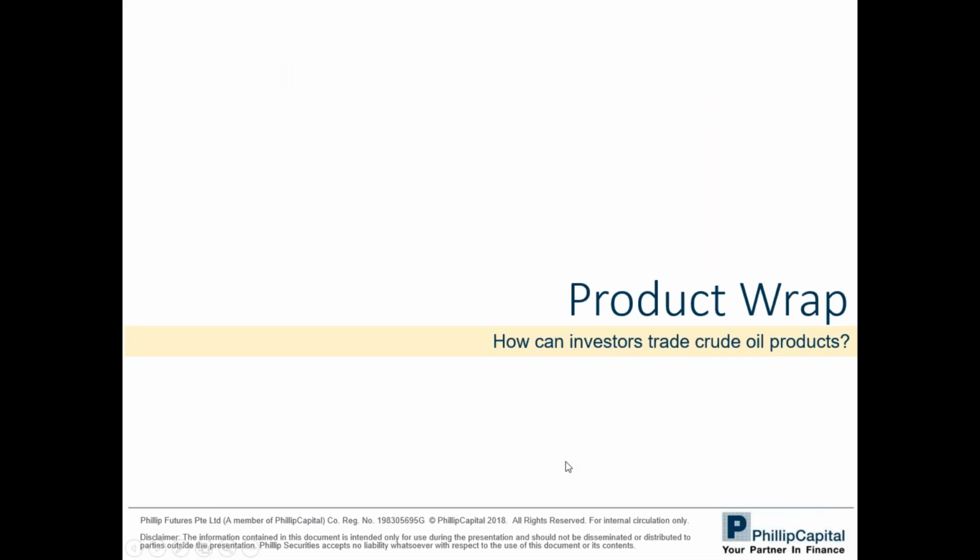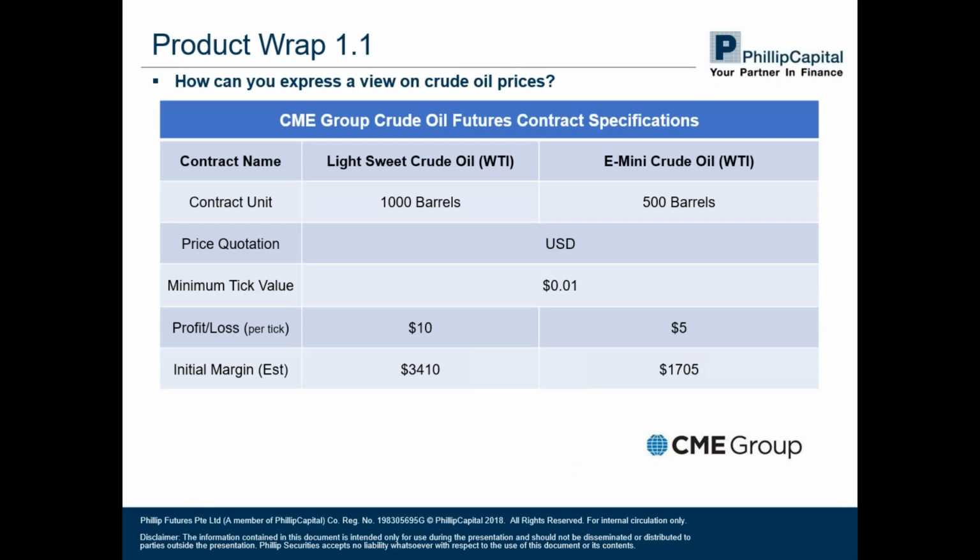Maybe before I go into Q&A, I'll talk a bit about products. How do you trade crude oil products? For example, to express a view, you can use a futures contract, CME Group NYMEX. You can have a standard contract or a mini contract. A standard contract is 1,000 barrels, and a mini contract is 500 barrels.